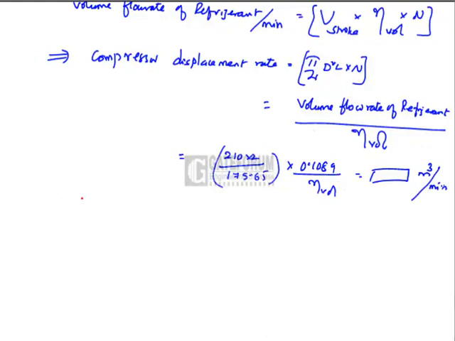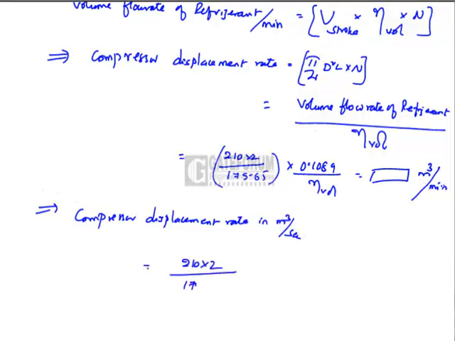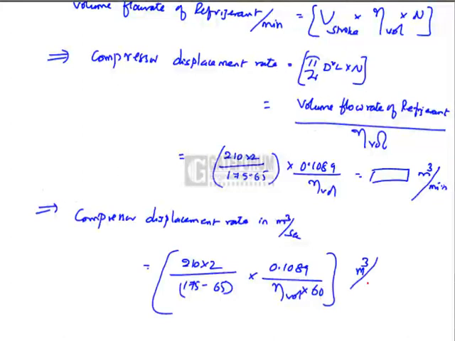Since the answer is given in seconds, the compressor displacement rate in meter cube per second is equal to, we have to divide the above by 60. So many meter cube per second.